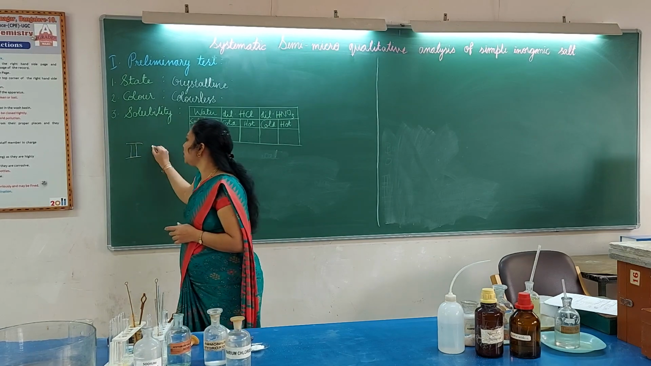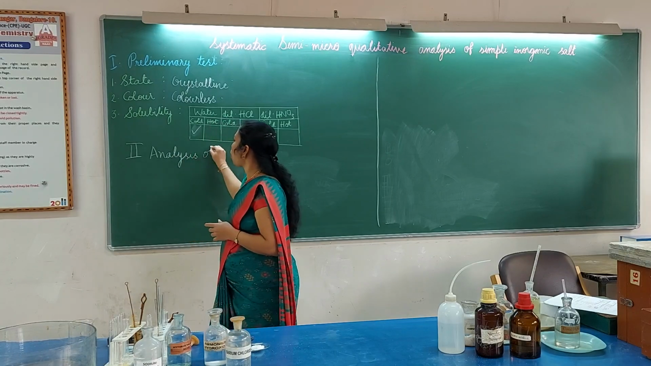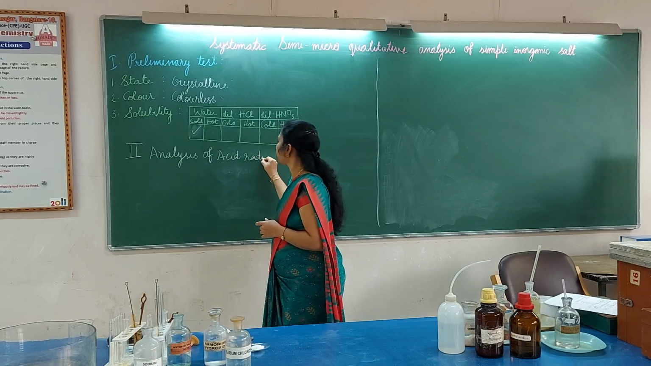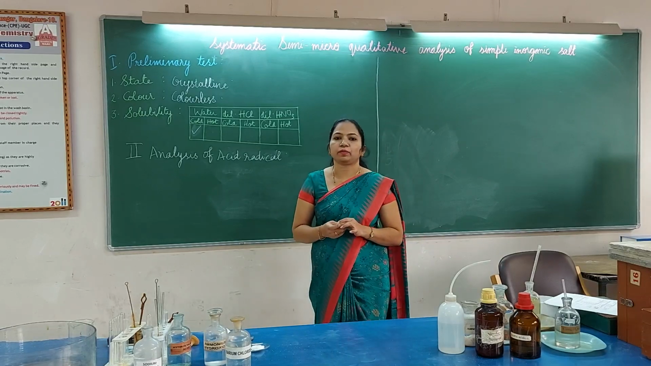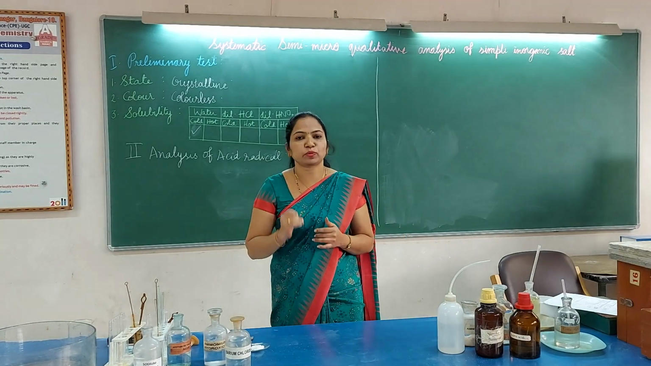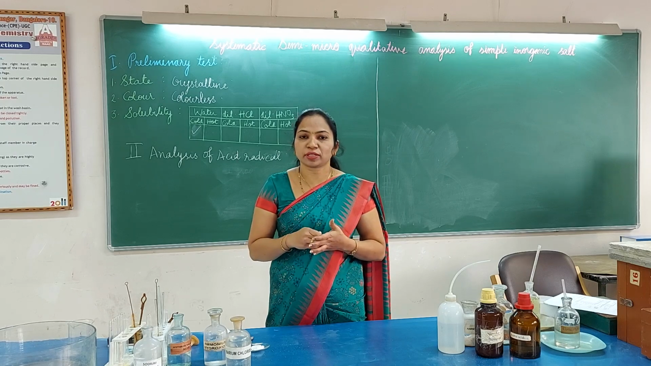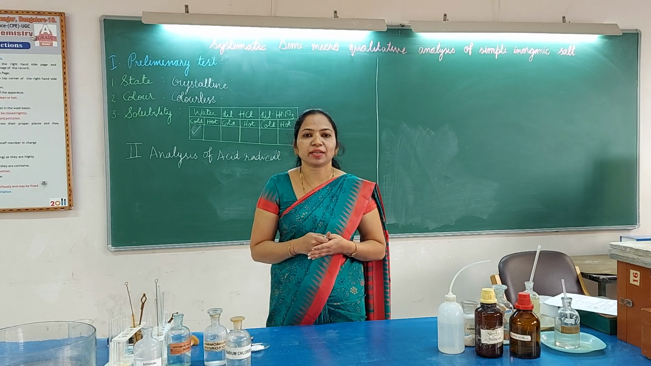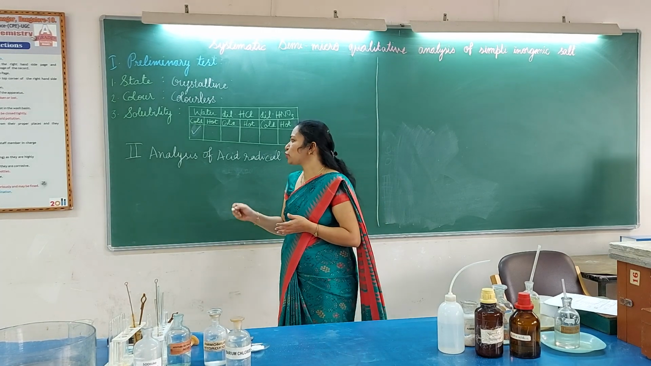Then the second one is the analysis of acid radical. You have to detect the radical in terms of groups. Here also we first have to detect the presence, then confirm and see which acid radical is present. So let us start with the analysis of the first group acid radical.